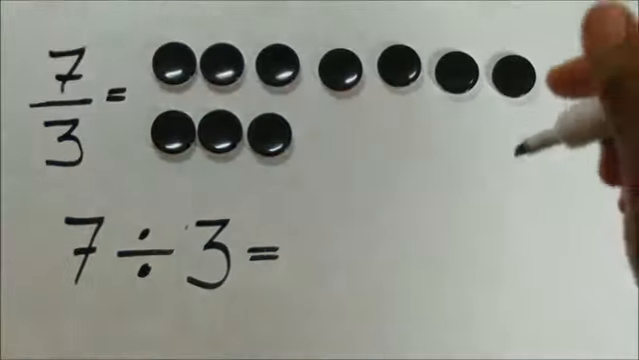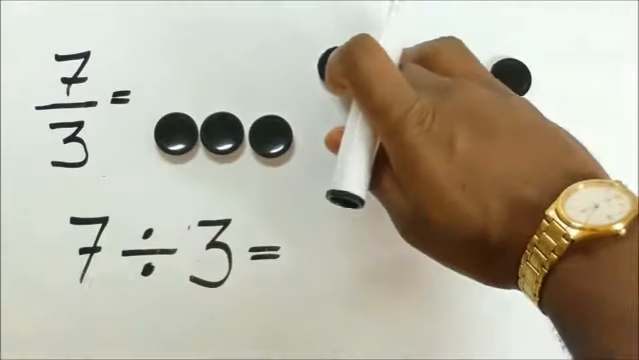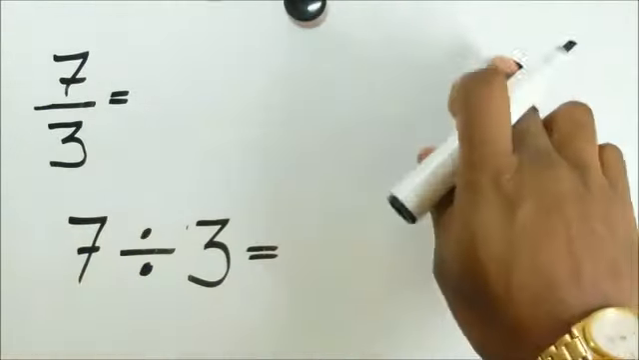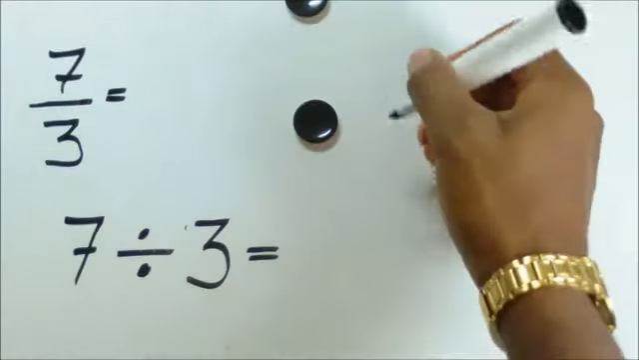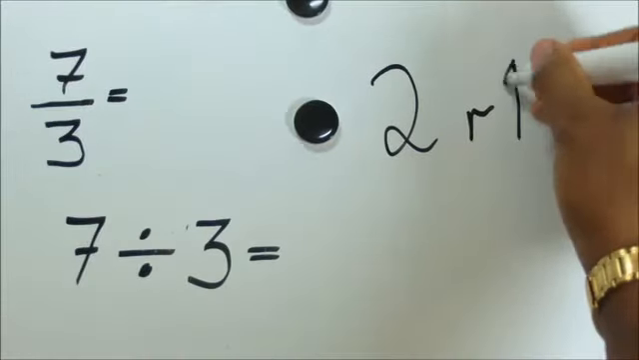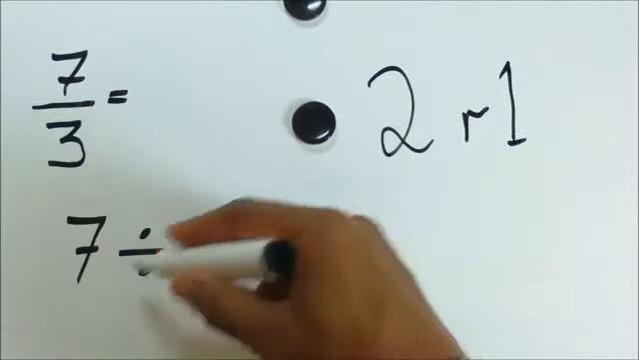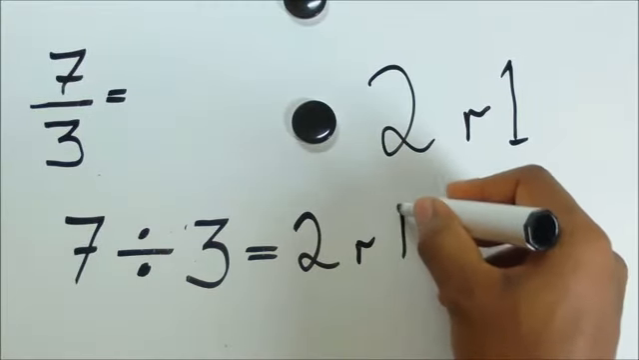Look at the 7 divided by 3 again and represent it in a different way. So it goes into it once, twice, and there's 1 left over here. So you could say it goes in 2R, remainder 1. So the answer 7 divided by 3 is equal to 2, remainder 1.